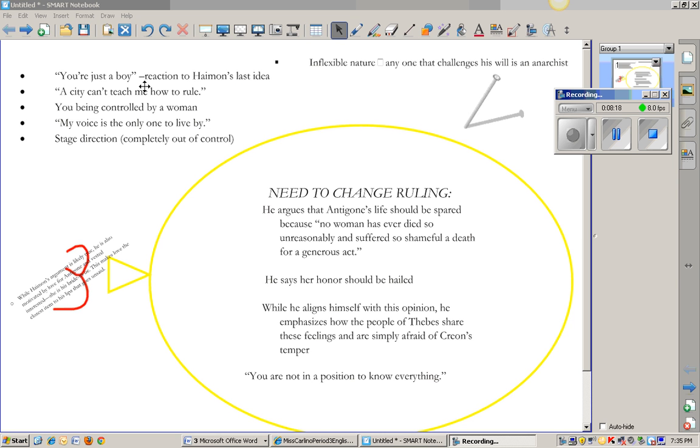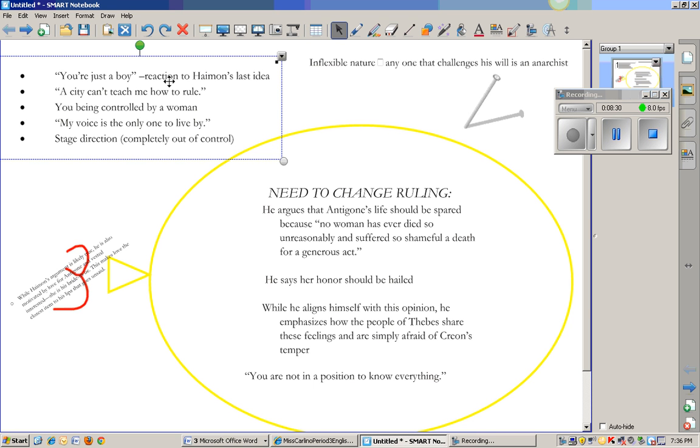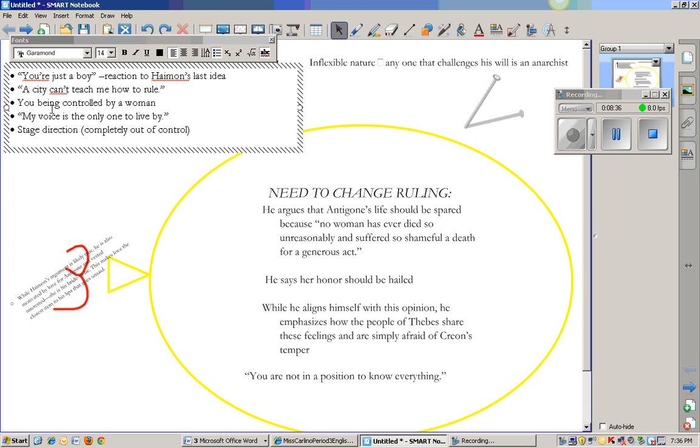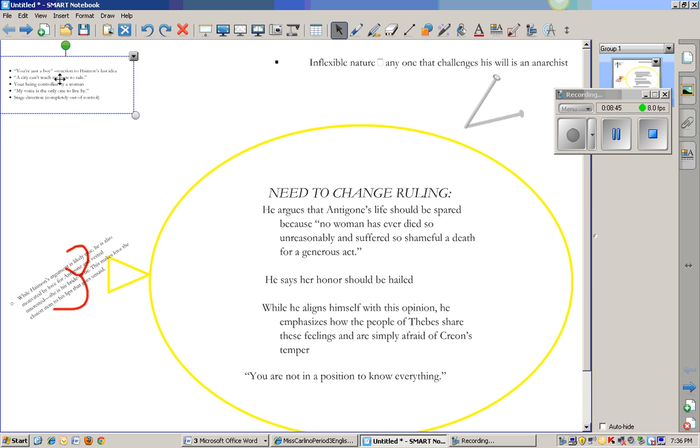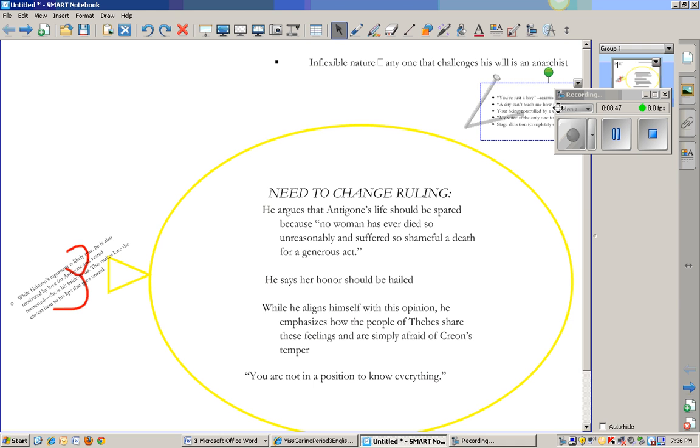So hopefully you pulled out some of these quotes. What this needle now emphasizes is his inflexible nature and also his temper. So write that down too. He says, "You're just a boy. A city can't teach me how to rule. You're being controlled by a woman. My voice is the only one to live by." And the stage direction here is that he's completely out of control. So here are his reactions up by the needle.